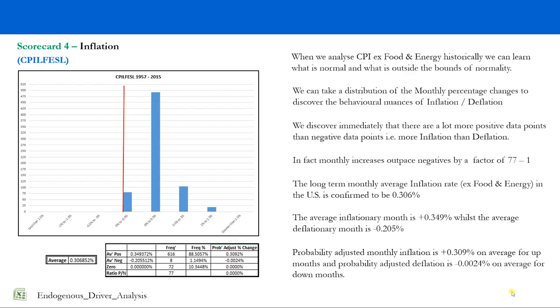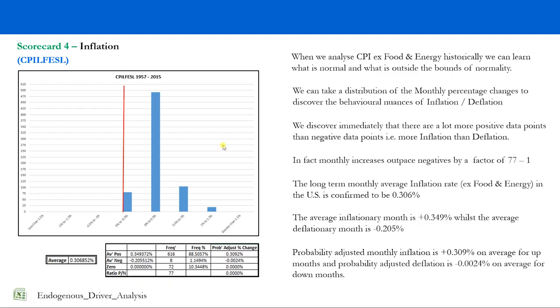So again, what we're trying to do here is analyze the CPI X food and energy historically, so we can learn what the normal situation is. So learn what is normal and also what is outside the bounds of normality. And to do that, we take the same approach. We take a distribution of monthly percentage changes and discover what the behavioral nuances are of inflation or deflation when we exclude food and energy prices.